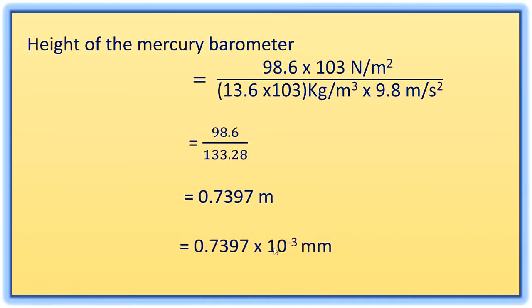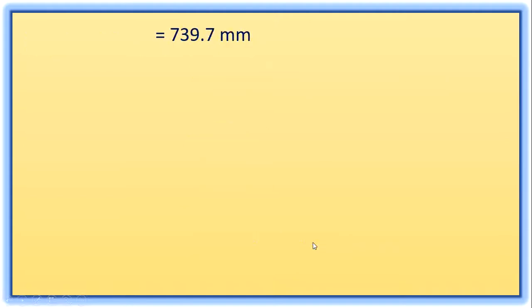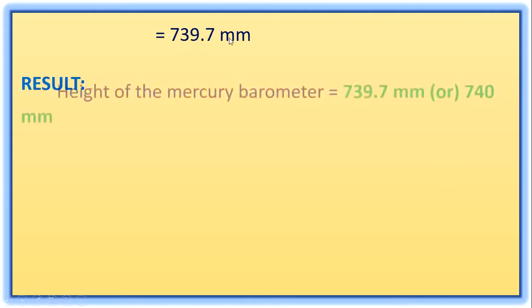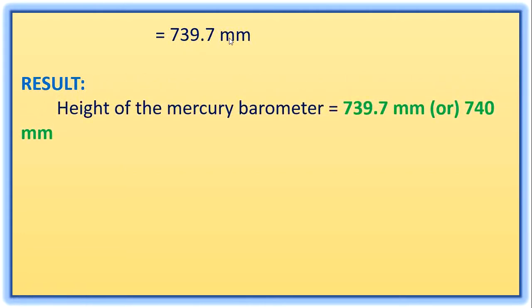So we can convert this meter into millimeter. So 0.7397 into 10 power 3 millimeter. Now we multiply this by 10 power 3, so we can write it as 739.7 millimeter. So the result, the height of the mercury barometer is 739.7 millimeter or 740 millimeter. Thank you, students.